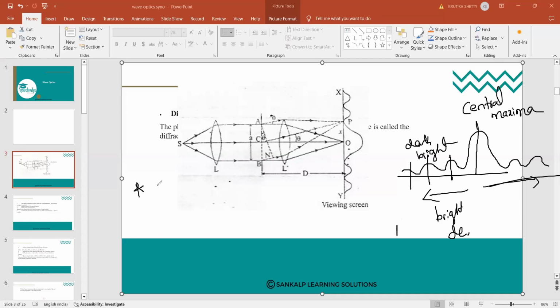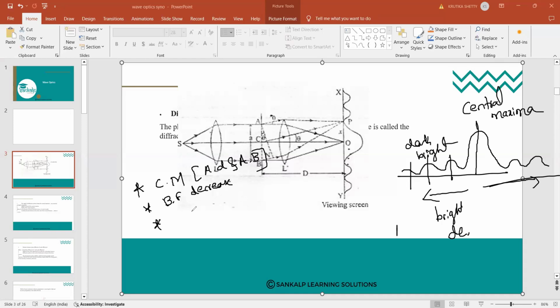So the first point is what? We are having the central maxima, which is surrounded by alternate dark and bright fringes. The second point we are discussing is that the intensity of the bright fringe decreases as we move away from the central maxima.